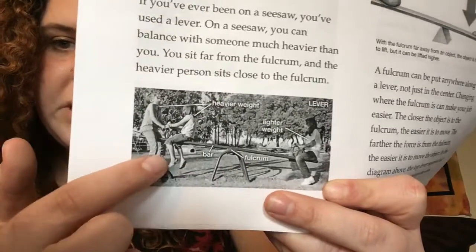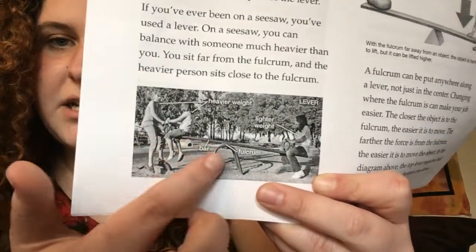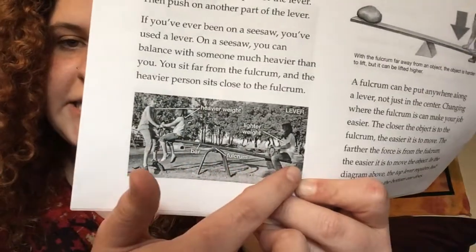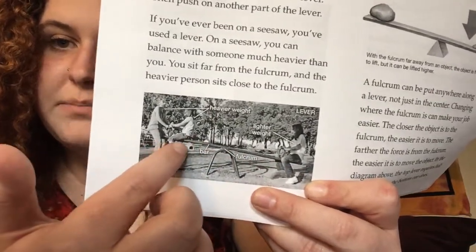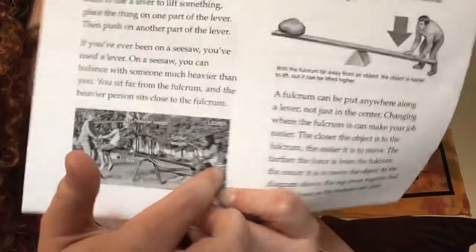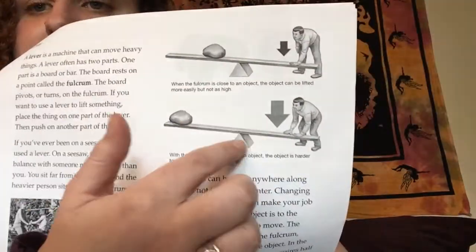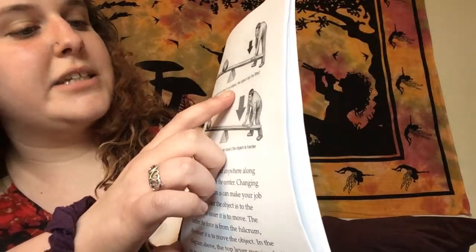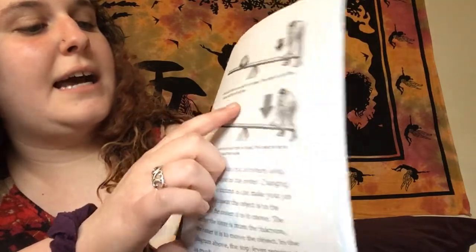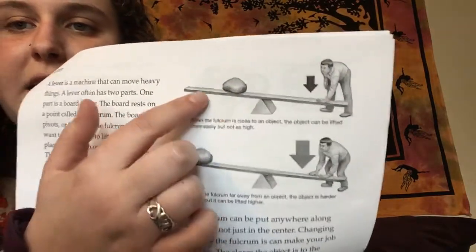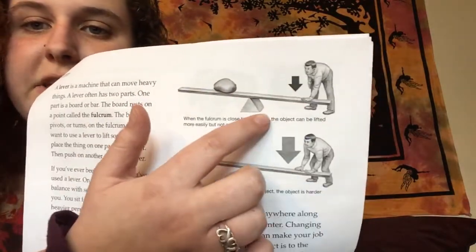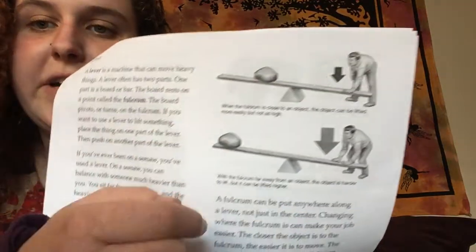So if you're looking at this picture right here, have you ever been on a seesaw and the person who's heavier makes you go way up? Well, in this case, they have two people who are weighing out this person and making it a lot easier. Over here, they're showing you when the fulcrum is close to an object, the object can be lifted more easily, but not as high. So now you see how when the rock is over here closer to the fulcrum, he's able to lift it a lot easier, but it's not going very high.